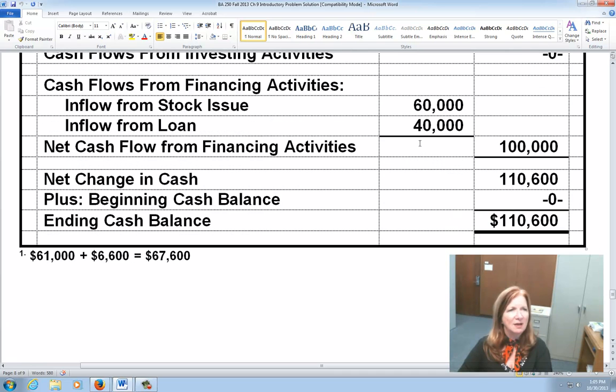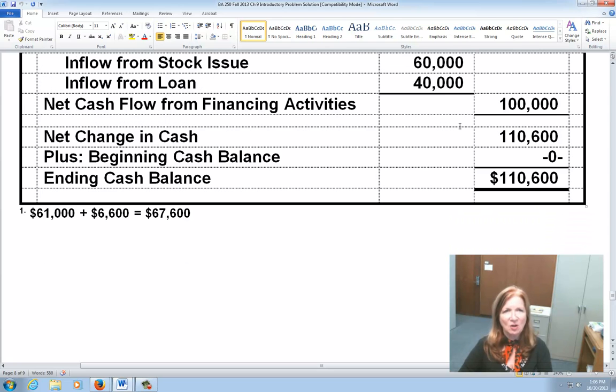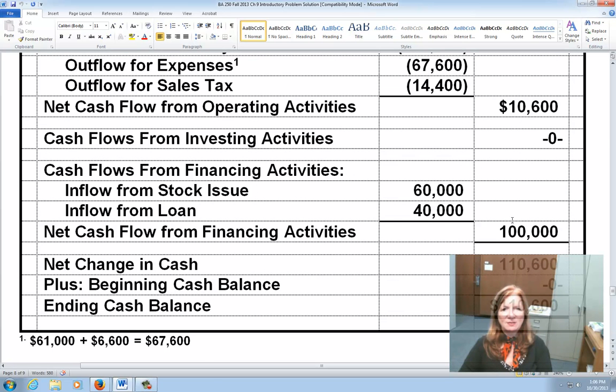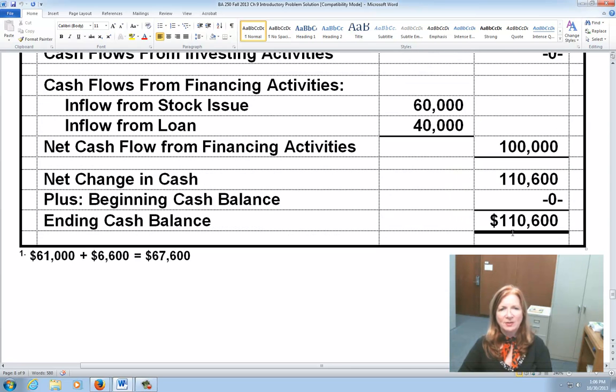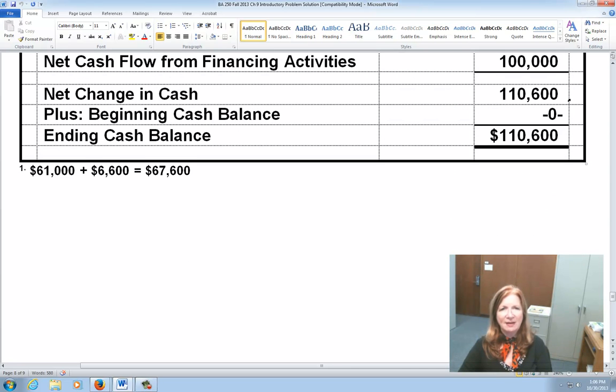Here's the cash then from financing activities, and the inflow from cash stock issued and the inflow from the loan gives us two financing activities. They had $100,000 more money than they started out with because of debt and equity. So here's the debt in the $40,000, and here's the equity in the stock. So that means that there's a net change of $110,600.